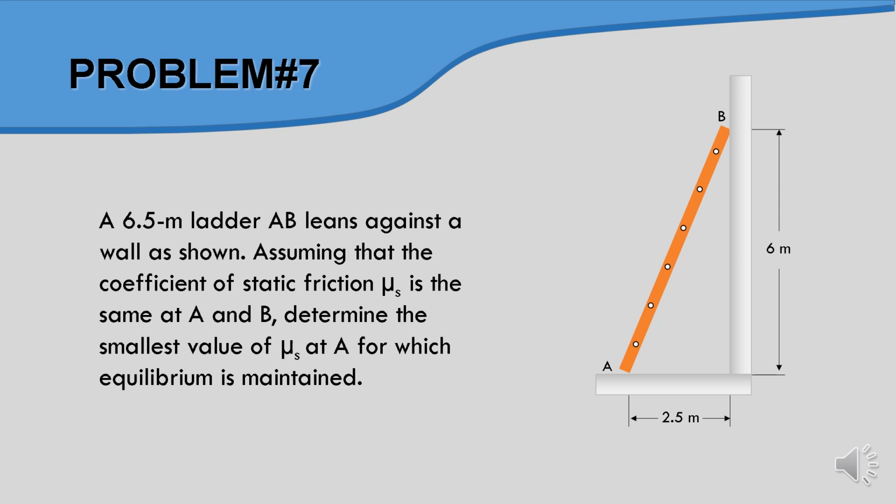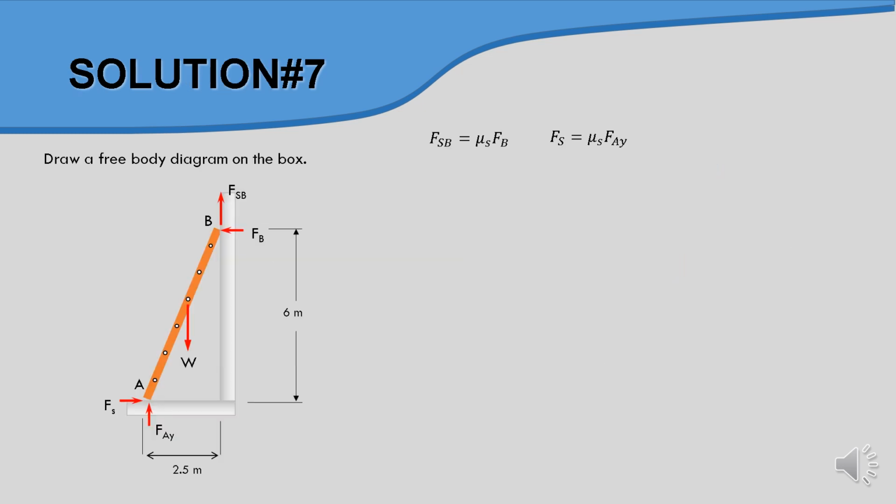Okay, problem 7, in which both A and B have friction. Determine the smallest value of mu s at A at which equilibrium is maintained. Maybe we can proceed like this. You start by making a free body diagram.